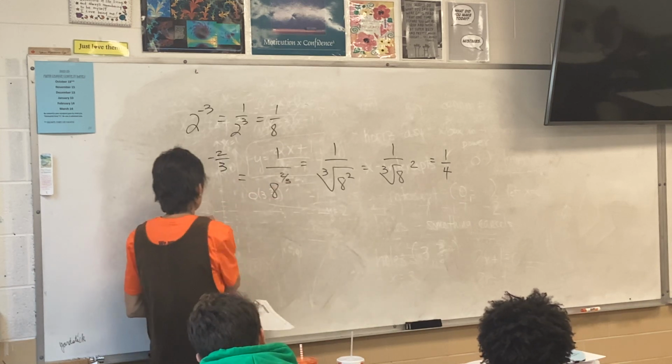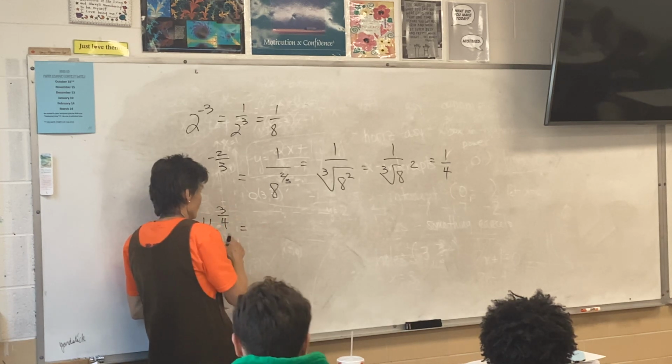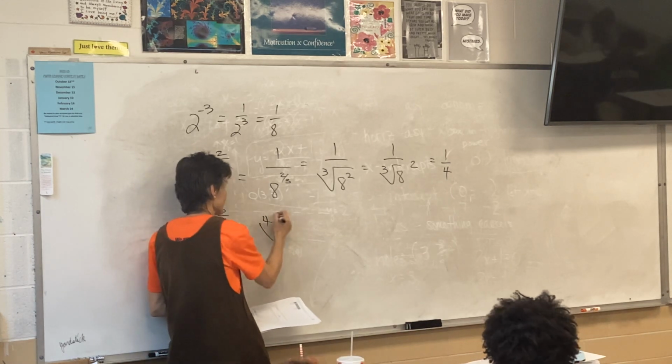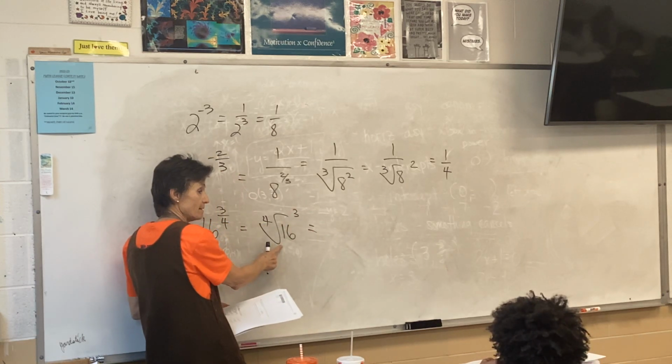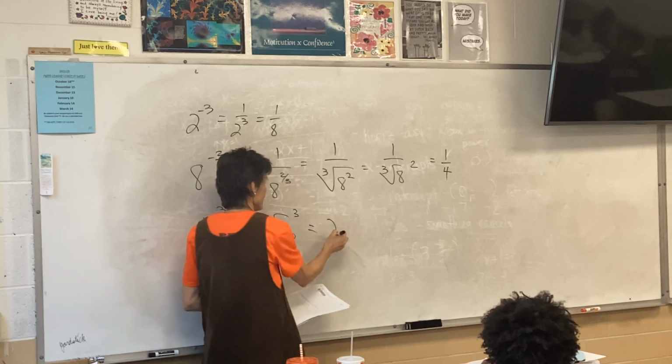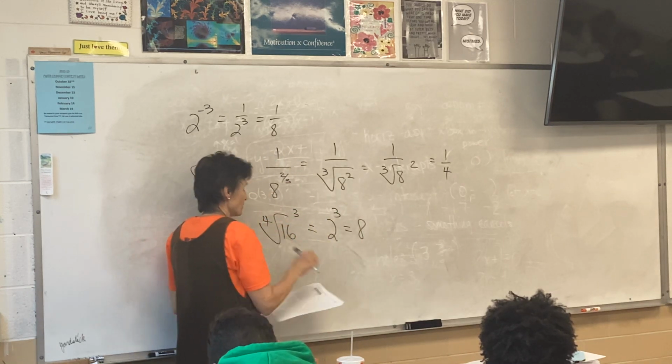All right, 16 to the 3/4. 4th root of 16, cubed. Well, what's the 4th root of 16? 2. 2 cubed. 8. So this is one where you see how much easier it is, yeah.